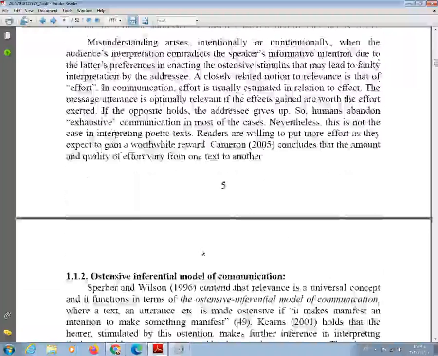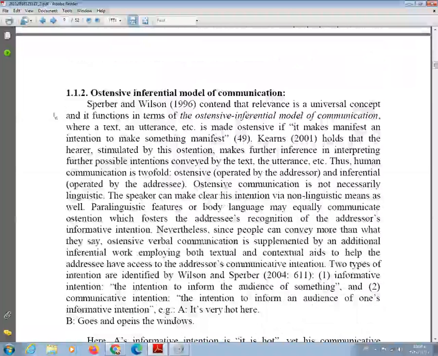Let's look at the ostensive inferential model of communication. What does ostensive mean? Strong, explicit, clear. And here, ostensive inferential, what does this mean? It means that even if the speaker doesn't mention everything, we can arrive at meaning through inferencing, الاستدلال, الاستنتاج, and so on. Okay.